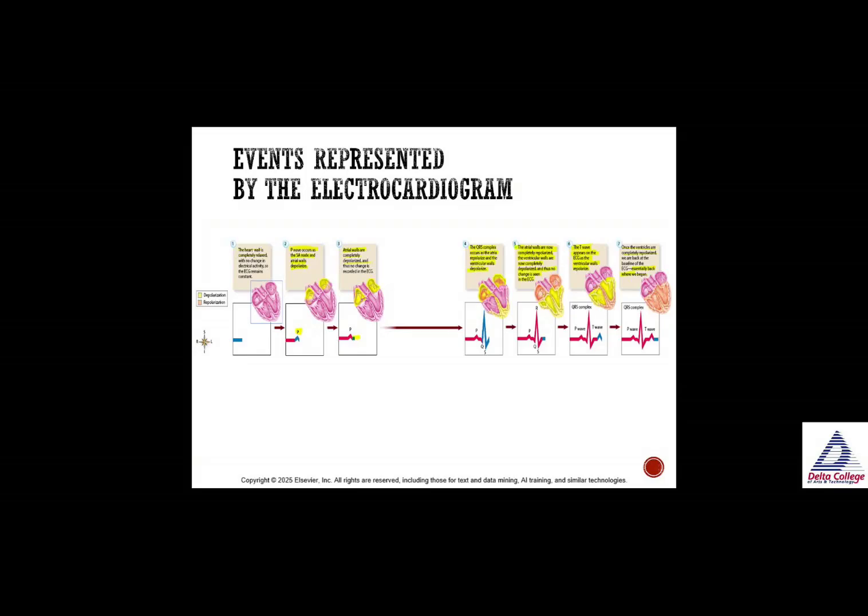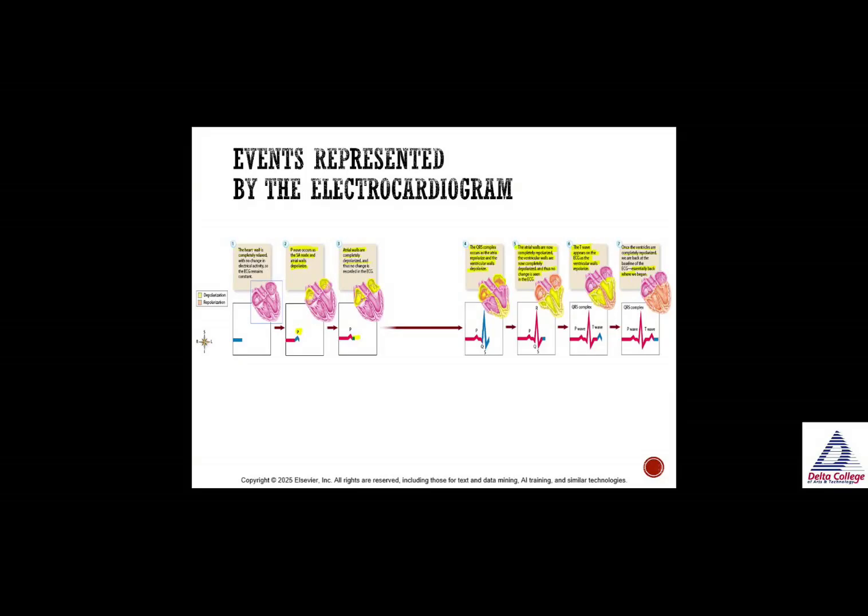Now, the atrial walls are completely repolarized. The ventricle walls are now completely depolarized. Thus, there's no change, so you see a little tiny flat area of the blue line. Then we see the little peak of the T wave. This appears on the ECG as the ventricular walls repolarize.